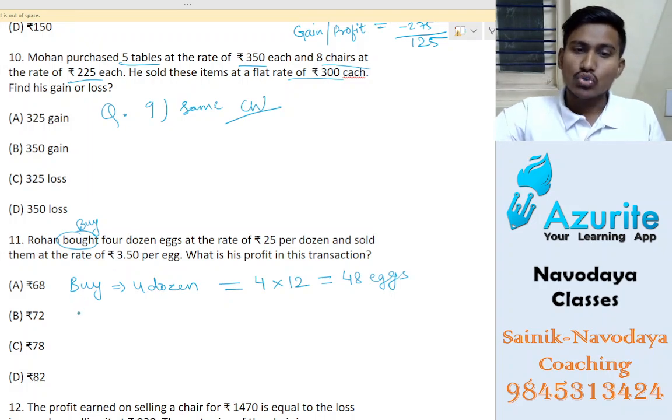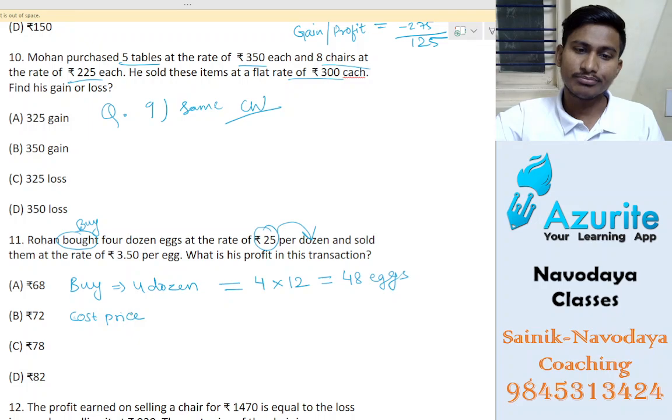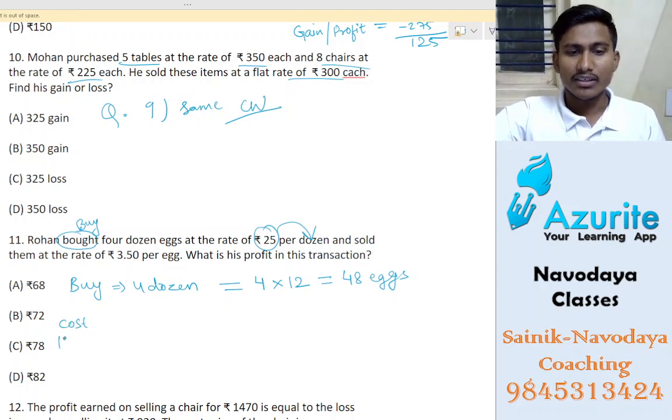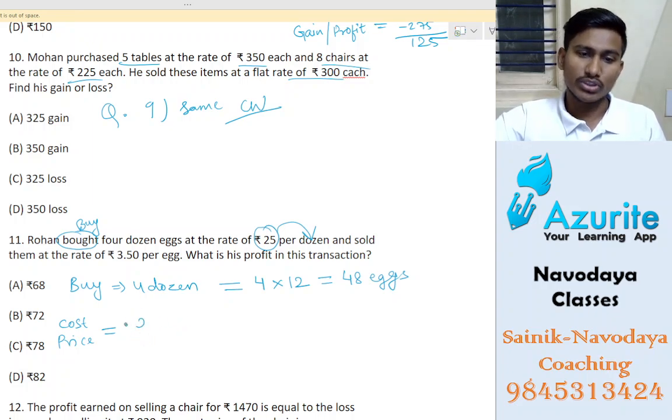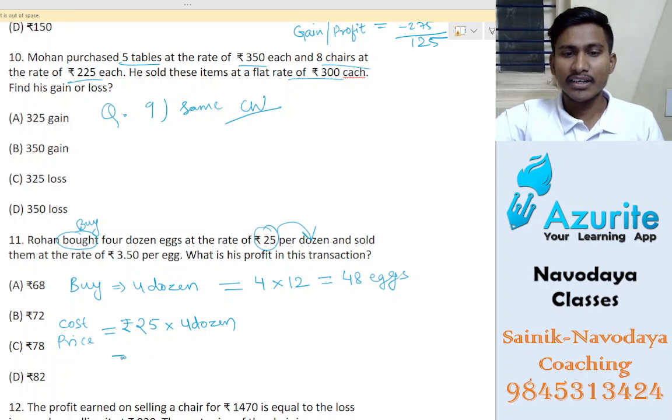So here the cost price will be how much? We know 1 dozen is 25 rupees. 4 dozen will be how much? Sir, 25 fours are 100. 100 rupees is the cost price. If you write it, that is 25 rupees per dozen into 4 dozen. So the cost will be how much? 25 fours, 100 rupees is the cost price.